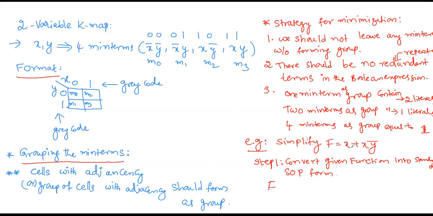I already told you it is a two variable function because we are having only x and y. Wherever the term is missing, in the first group y is missing. So wherever the term is missing, I asked you to replace with 1. In the second group, we have x and y bar, so no need for anything. F is equal to x dot 1, and 1 should be replaced with y plus y bar.